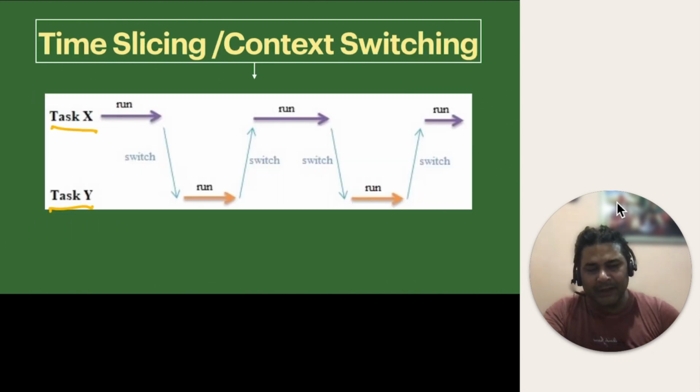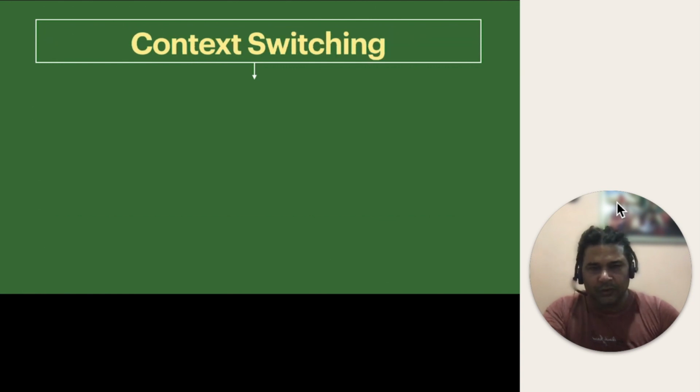Here is an example of how context switching actually works. Here are two tasks, task X and task Y. When task X is executing, the CPU switches to task Y, and when task Y is executing, it switches again to task X. So tasks X and Y are performed with the help of switching. The CPU switches multiple times from one job to another job.